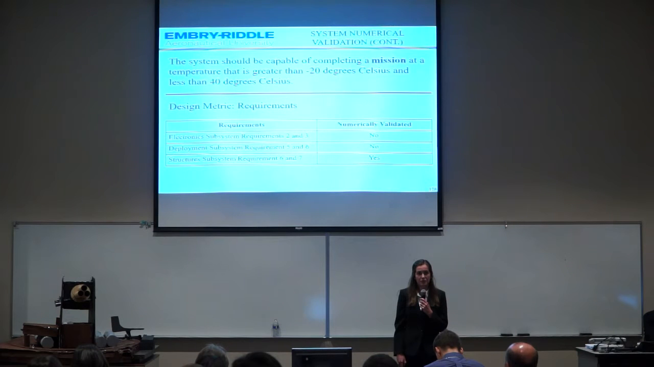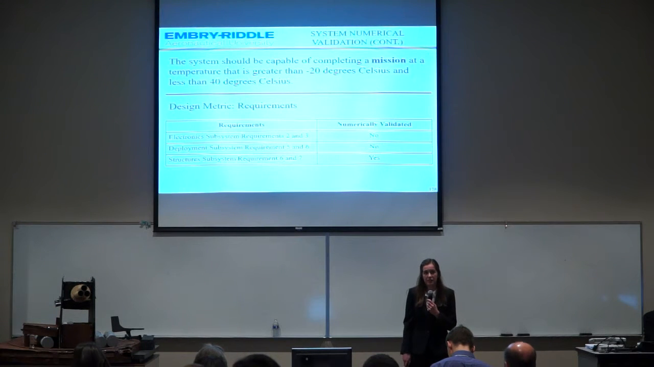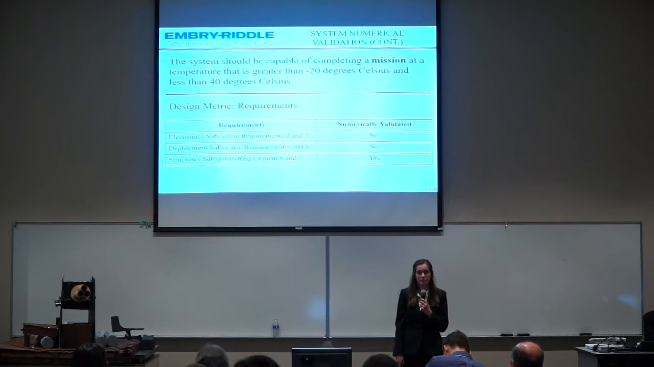The system shall be capable of completing a mission in a temperature range between -20 and +40 degrees Celsius. This has been numerically validated by the structure subsystem, but it has not been numerically validated by the electronics or the deployment subsystem. This is also due to the fact that we are missing information from some of the manufacturers of the electronics, and we will have to experimentally validate this in the future.